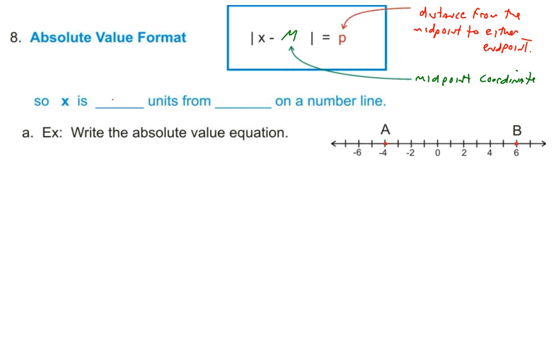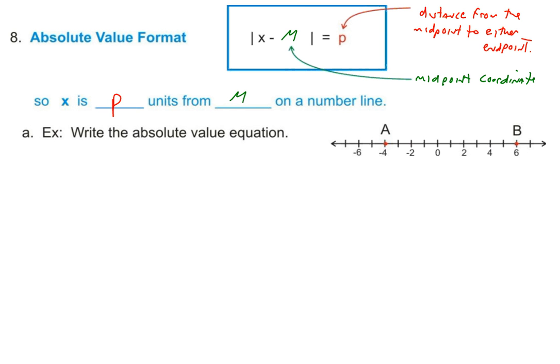So X is P units away from the midpoint on a number line. That may not mean anything yet. That's okay. Don't worry about it. That statement may mean nothing to you. Don't worry. It wouldn't mean anything to me yet either. Hold on, though, in a minute. Hopefully it will.